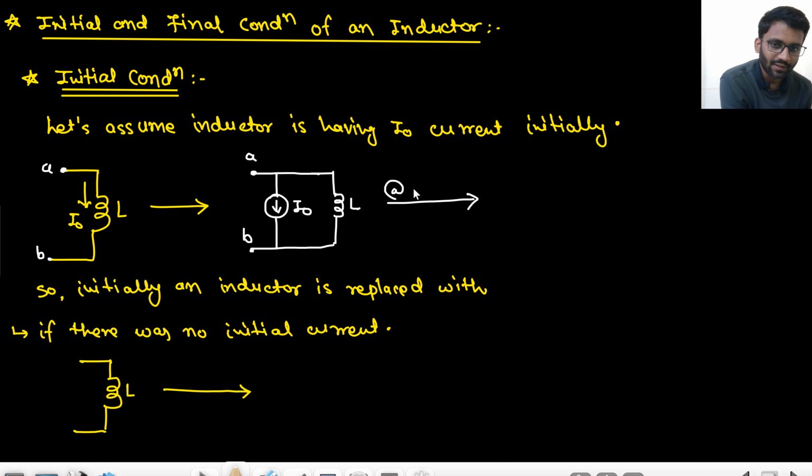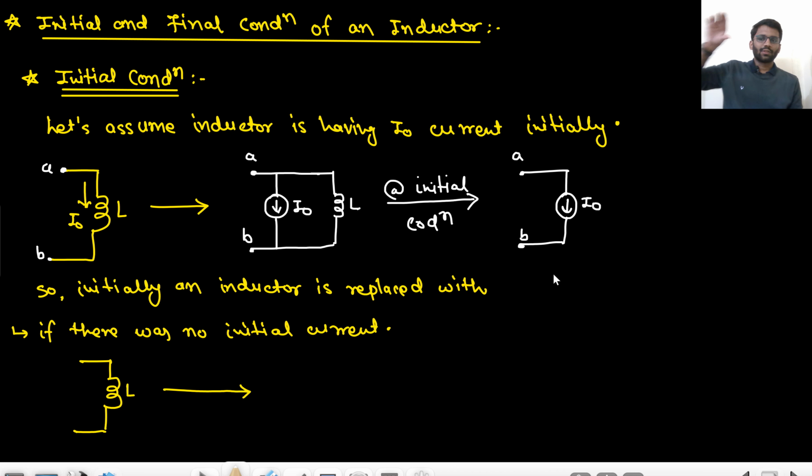So what will I do? At initial condition, I will just replace it with open circuit. This is A, and this is B. Okay, so now the current is replaced with open circuit. There was this initial current, so the inductor was replaced with its initial current source.